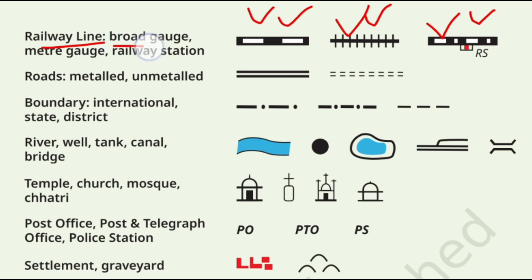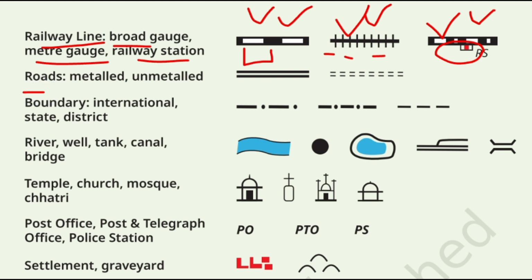Broad gauge means that particular distance will be somewhat broad. You can just remember like that. This particular white and black portion will be broad. Then meter gauge means that particular distance is somewhat small and equally placed. Then within the railway station there is a red color thing, an additional portion. You can remember something like that.